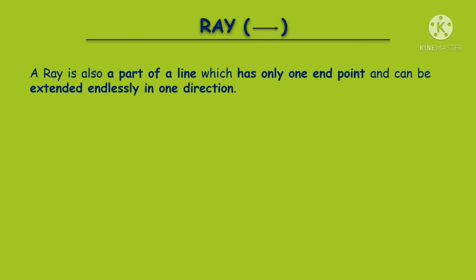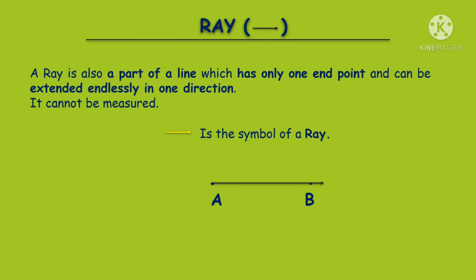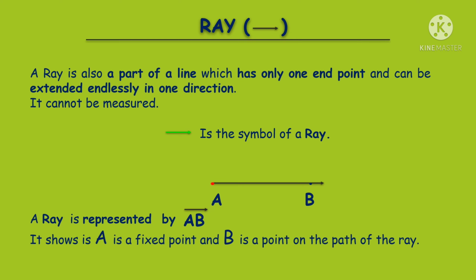Ray. A ray is also a part of a line which has only one endpoint and can be extended endlessly in one direction. It cannot be measured. This is the symbol of ray. A ray is represented by AB. It shows A is a fixed point and B is a point on the path of the ray.